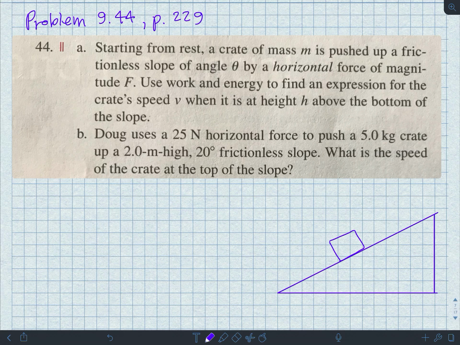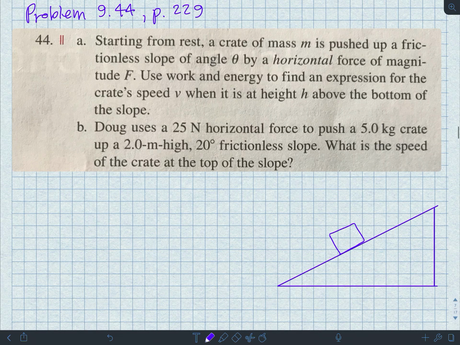Okay, so we're going to do problem 9.44, and we're going to do a problem completely symbolically until the very end in part B. Okay, so keeping in mind we're in chapter 9, so we're using energy methods. That means using work and energy as opposed to Newton's second law to solve the problems.